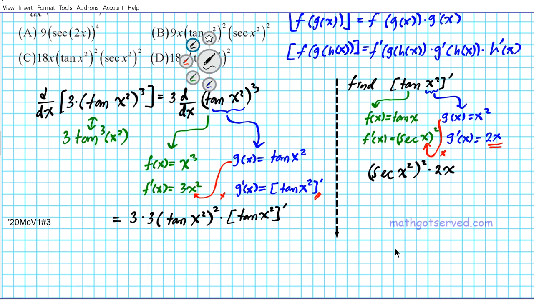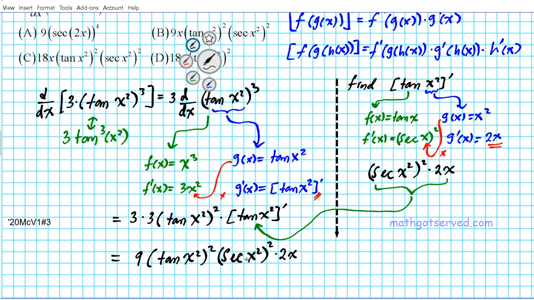Okay? All right, so to bring everything together, we're going to take this answer we just got, and plug it in right here for the derivative of tan x squared. That's why I broke it down so it doesn't get too messy. So this becomes 3 times 3, which is 9. 9 times tan x squared. Then the derivative of this is secant x squared quantity squared times 2x.